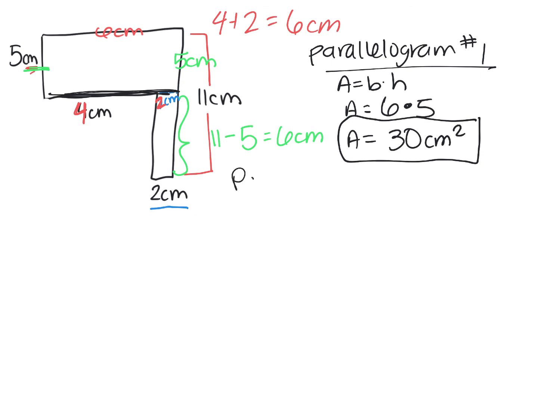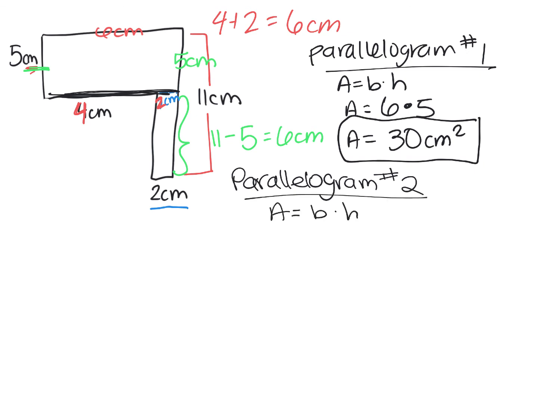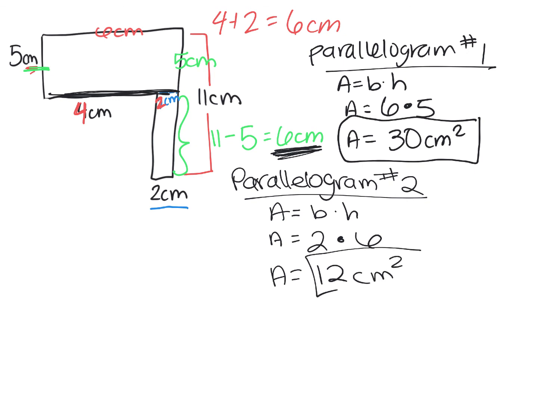Now I'm going to do parallelogram number 2, which is my smaller one. Same formula, area equals base times height, but this time I'm substituting in a base of 2 centimeters times my height, which I solved was 6 centimeters. 2 times 6 is 12, so my area is 12 centimeters squared.